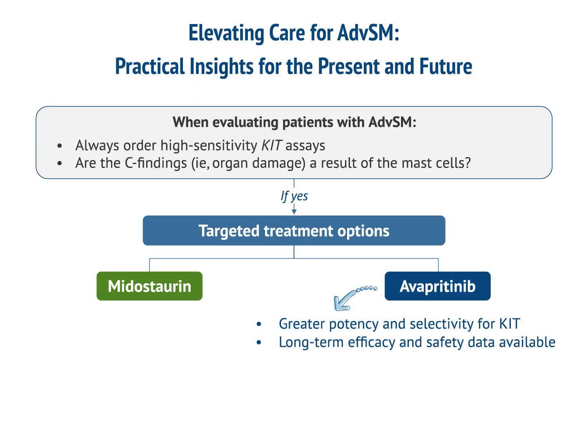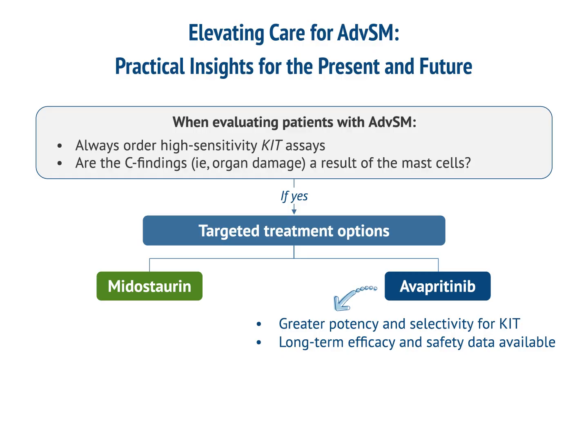Then as we come into treatment, there are two drugs approved for advanced SM, midostaurin and avapritinib. Of the two, avapritinib is the far more selective agent, much more potent as well as a KIT inhibitor. Very impressive long-term results in terms of both response rates and survival outcomes. I think clearly a drug of choice for patients with advanced SM.